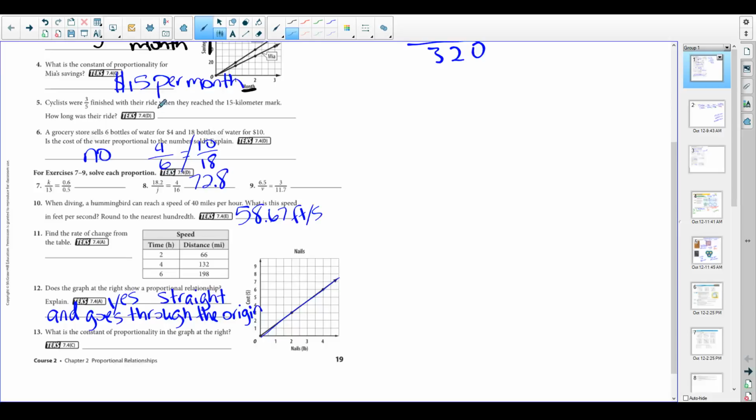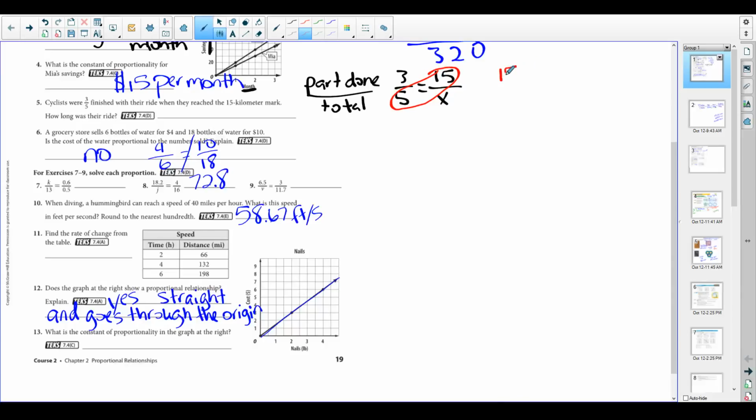So cyclists were 3/5 finished with the ride when they reached the 15-kilometer mark. How long was their ride? So 2 ways we could do this. We could make a proportion. We could say part done to total, and then say they did 3 out of 5 parts. And then when they reach the 15 kilometers, so that's not the whole thing, that's just how far they've gone, so that's out of some number. And then we could cross multiply.